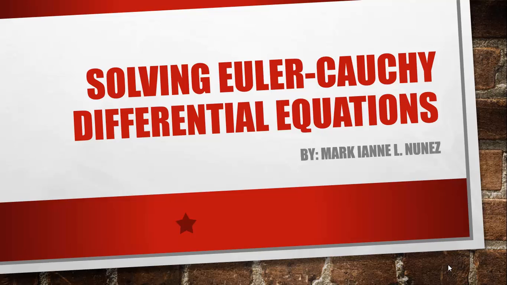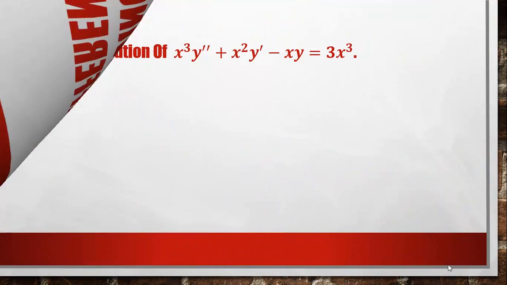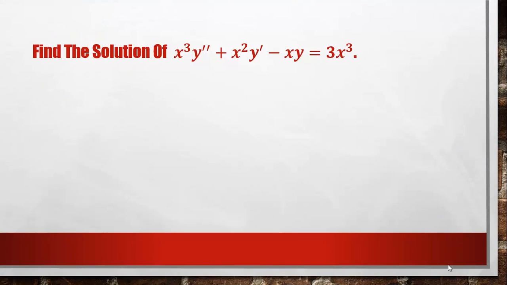Okay, so I will teach you how to solve Euler-Cauchy differential equations. Given the function x cubed y double prime plus x squared y prime minus xy is equal to 3x cubed, find its complete solution.